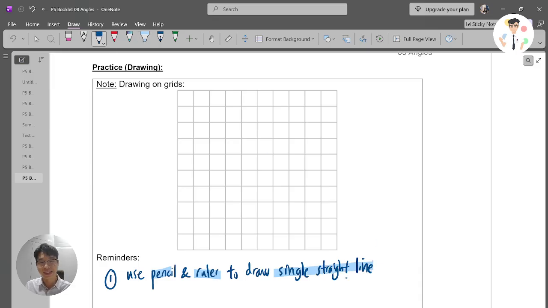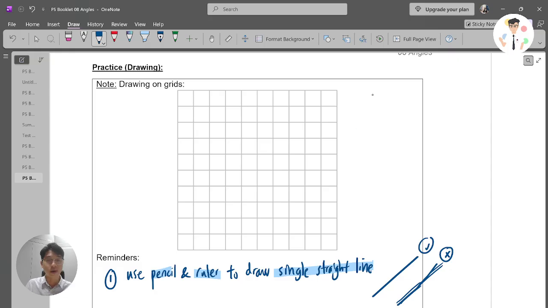When I use the words single straight line, it's because sometimes when you want to draw a line, you draw like this, right? Sometimes you just draw like this. Then it's not the full single straight line anymore. Or sometimes when you draw like this, it's not enough. This is okay. This is totally not okay. So the first reminder that I need to remind you is something like this.